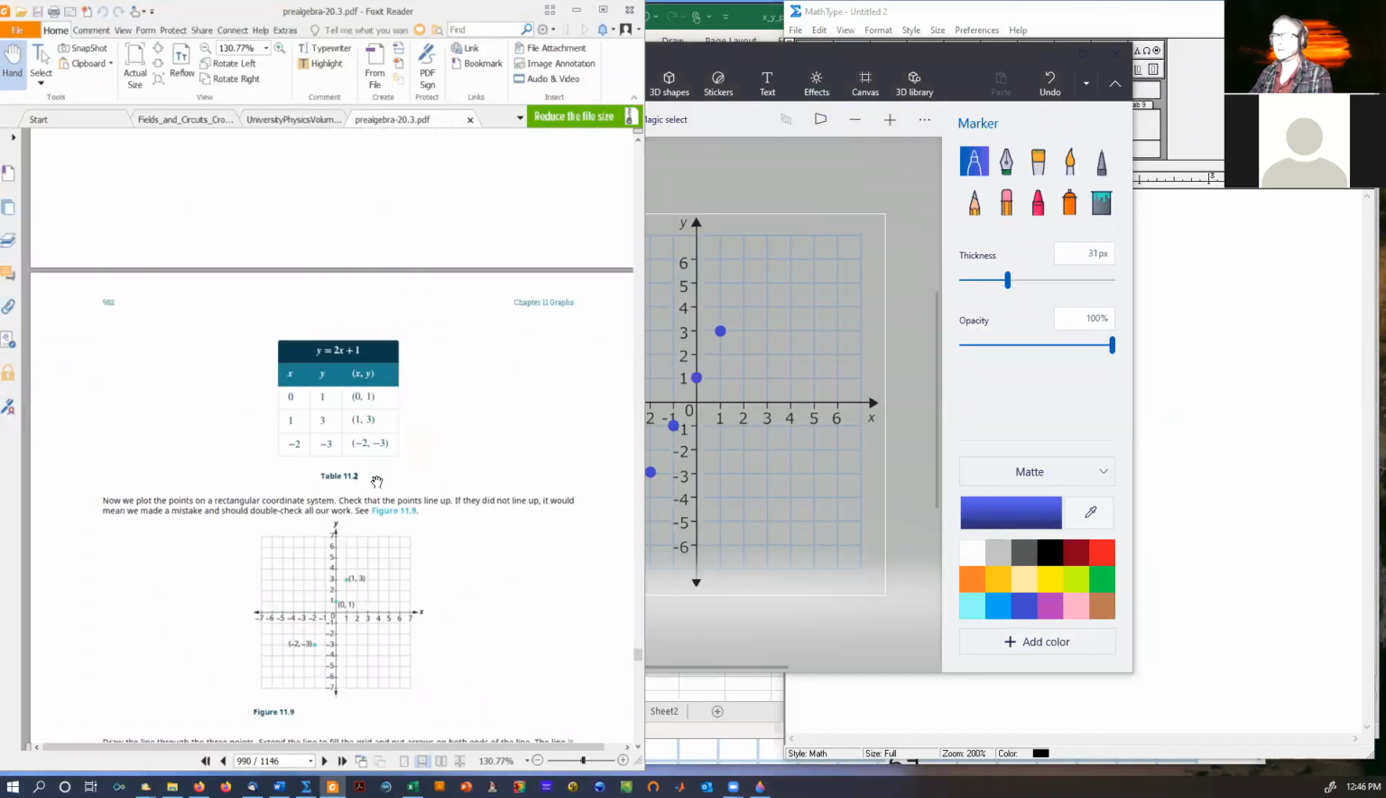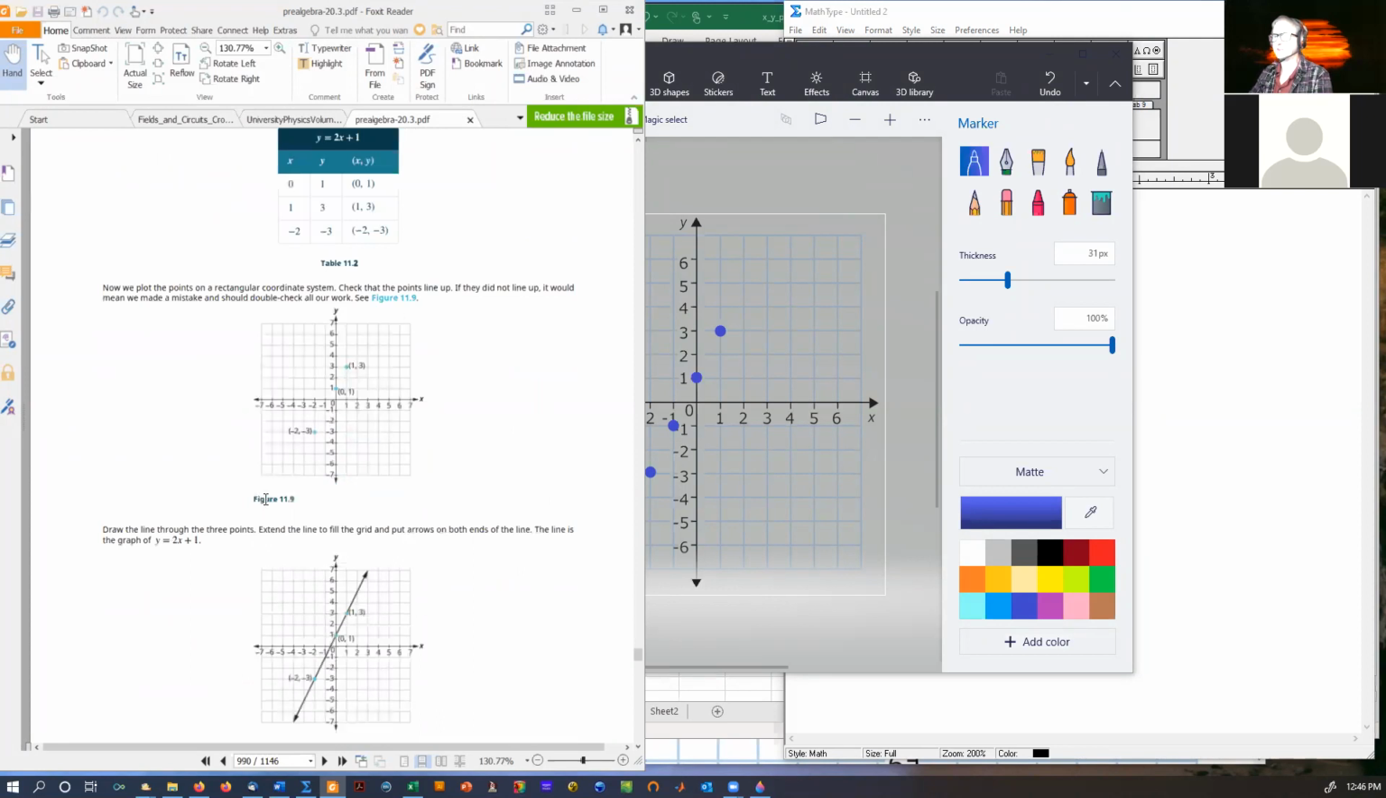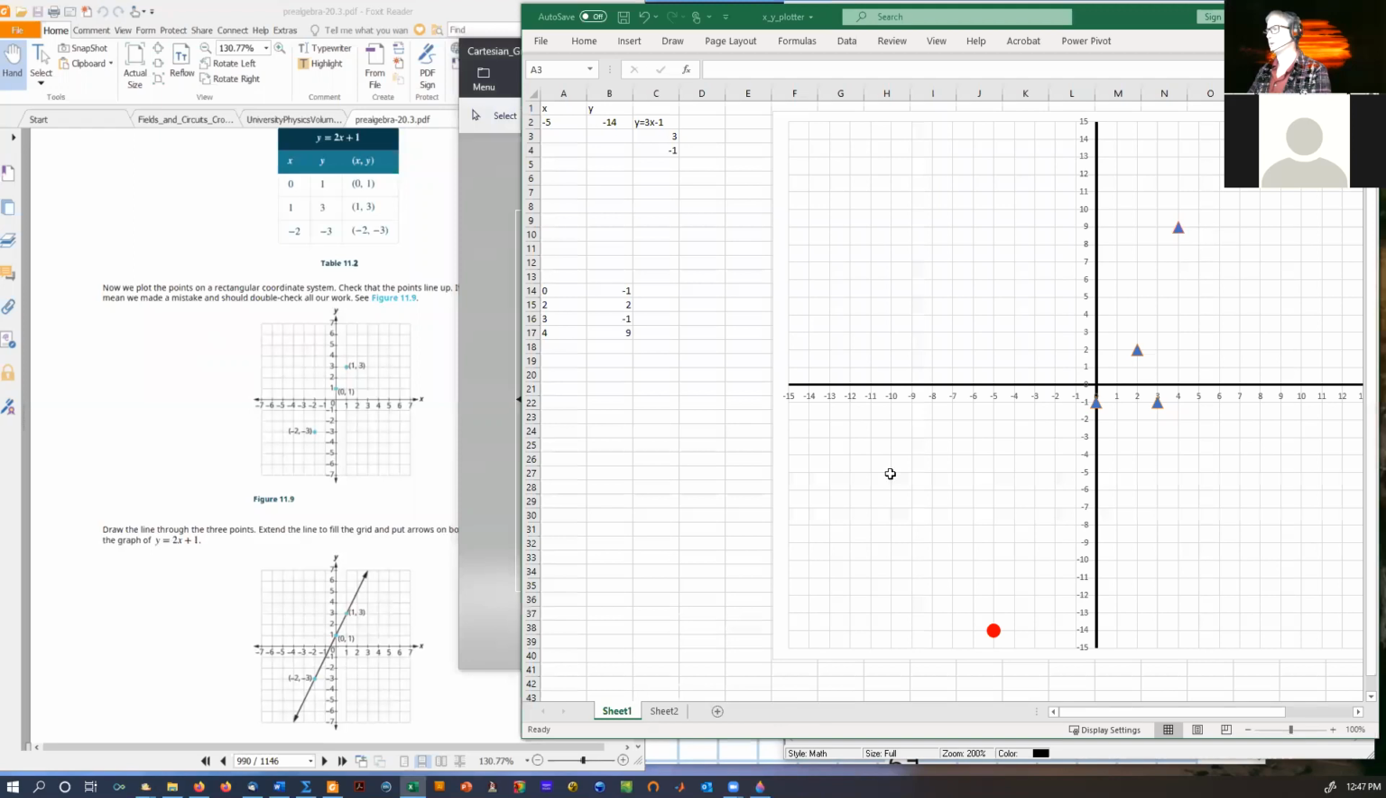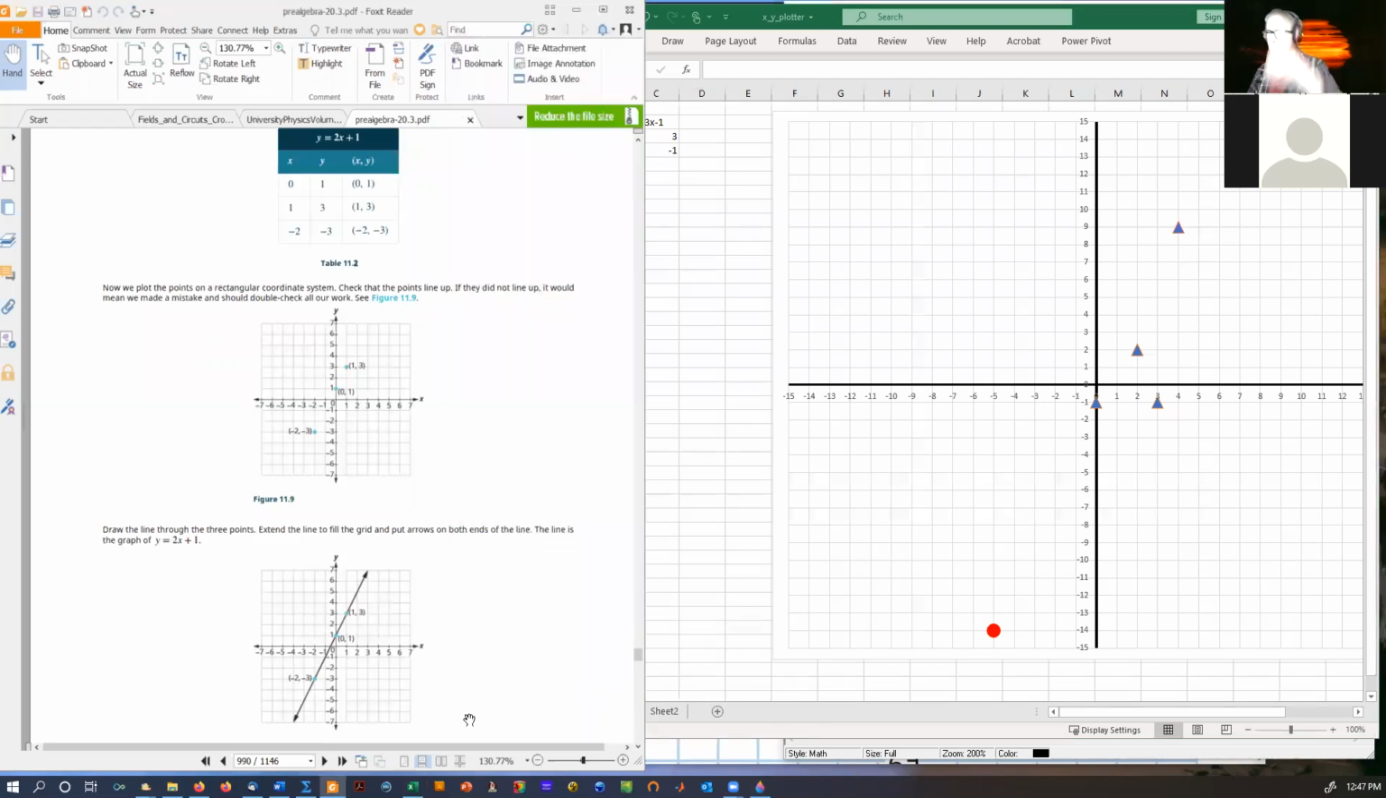Right, so they made a table, and then they went through and plotted these points, and they come up with this straight line. Typically, if you're working with pen and paper, you'd use a ruler to connect those points and draw the line. With this, they probably have a tool in here to make a line, but I'm not going to bother. You could start here and extend the line like that, right? And of course, if you're working in a spreadsheet, it'll draw the line for you automatically.